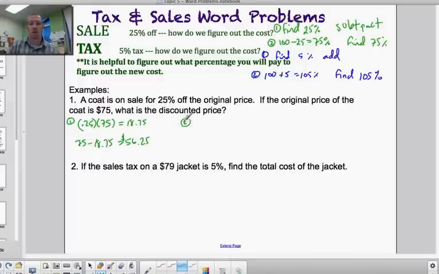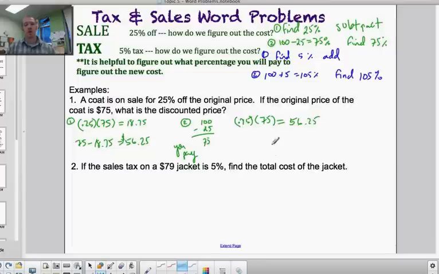The other way to do it would have been to take 100 minus 25, and that gives you 75%, because it's 25% off. That's why I use 25 here. So you pay 75%. If you're paying 75%, then you can just calculate that on your price. So 75% times $75 equals $56.25. Alright, so that's the other way you could figure that out. Obviously, they both give you the same price.